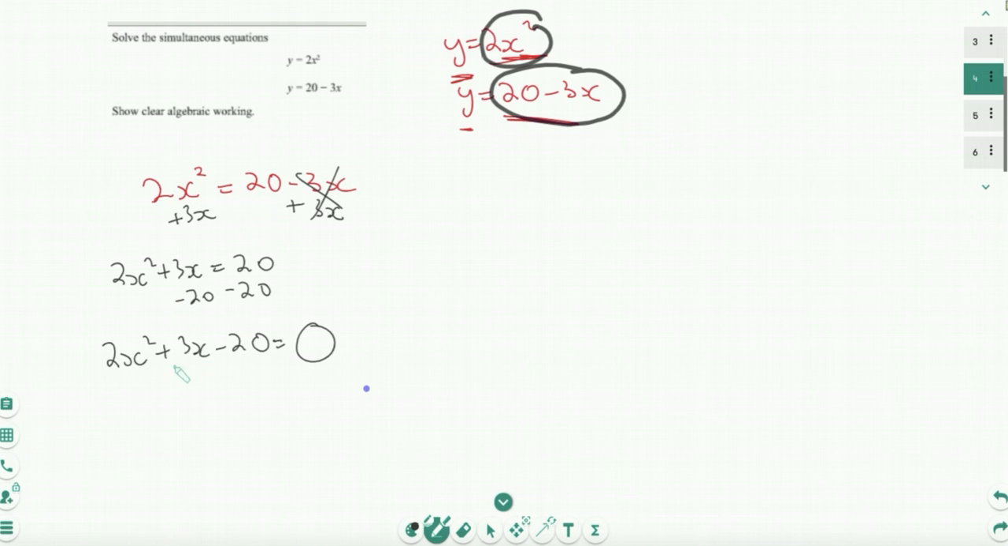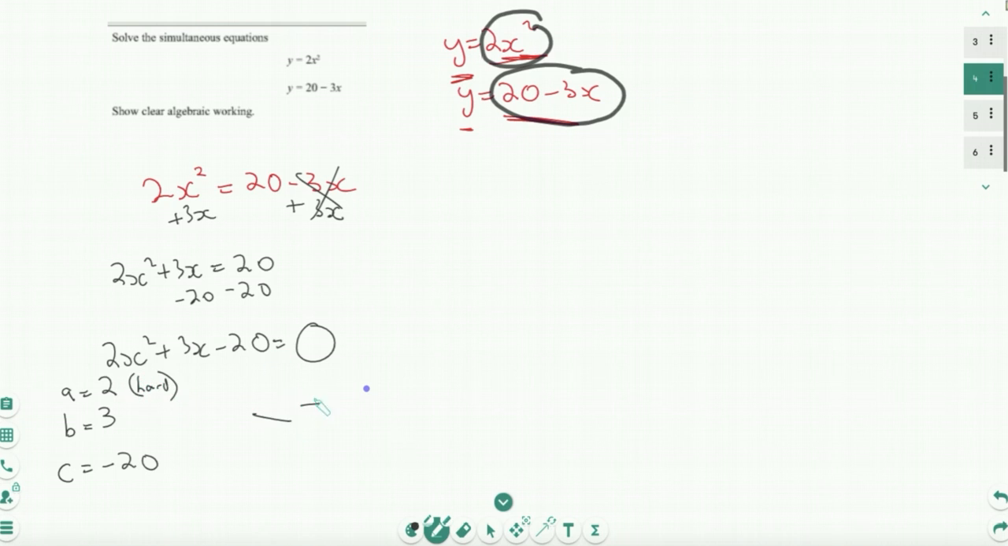And then this is a quadratic, so we can solve it by quadratic factorization, or we can solve it using the quadratic formula. I'm going to solve it by quadratic factorization. First, there's nothing in common between these three terms, so let's just jump straight into it. So our a term is 2x squared, our b term is 3x, our c term is negative 20. A is not 1. This is going to be a little bit harder.